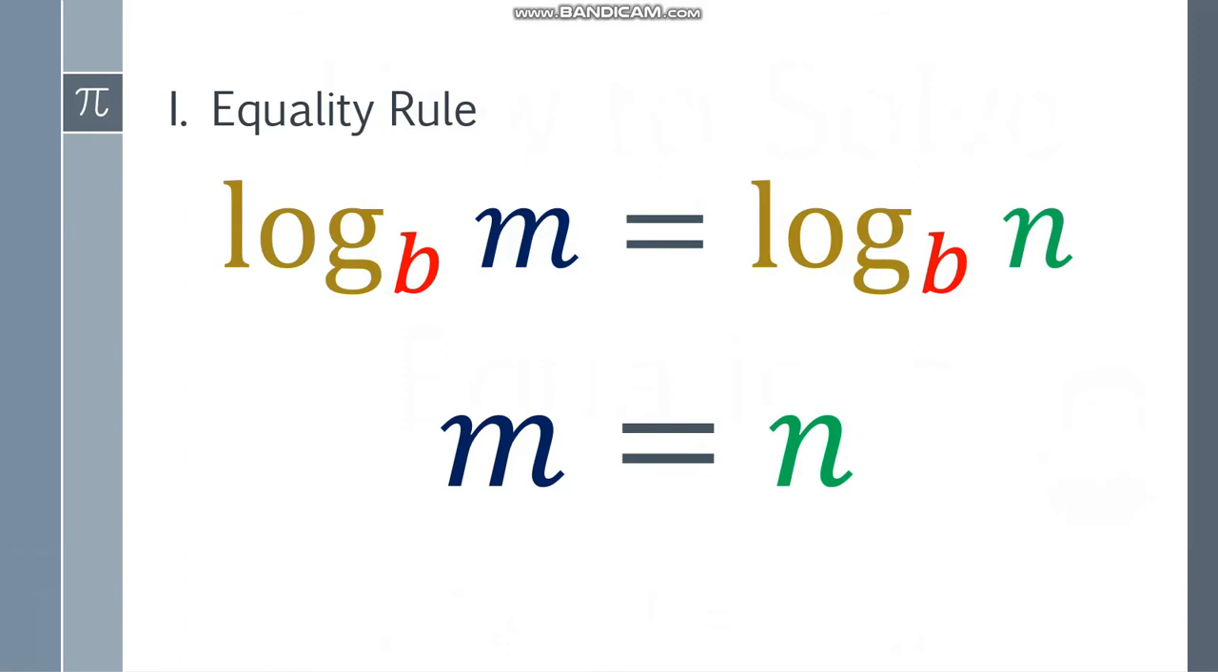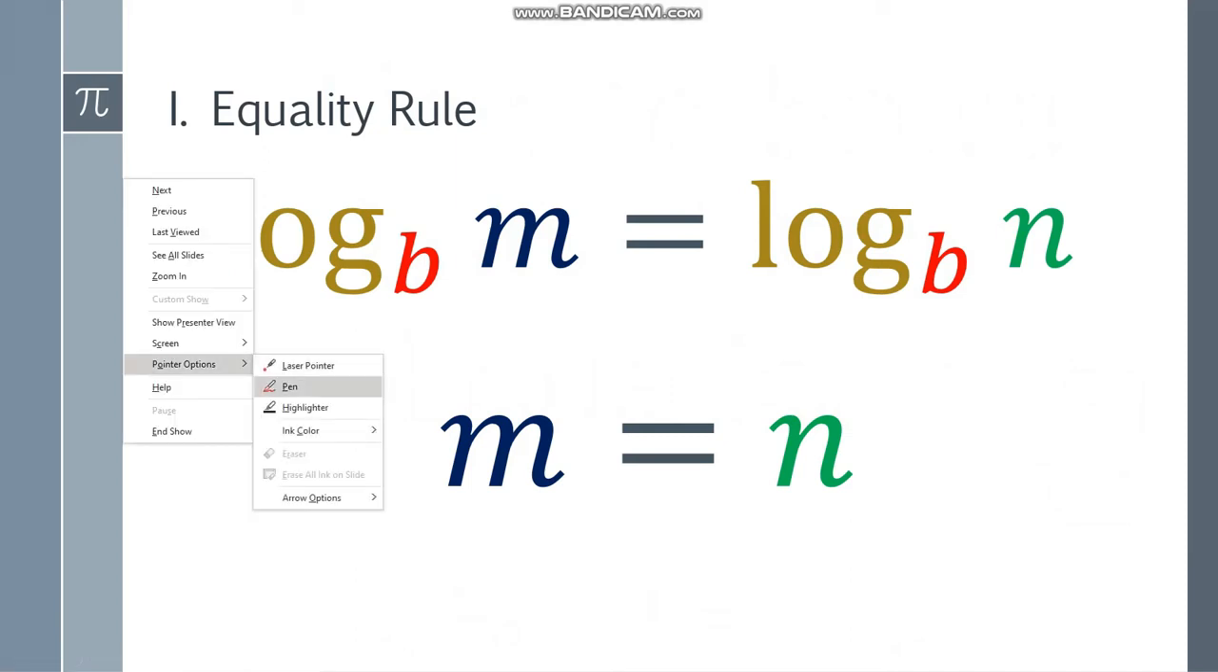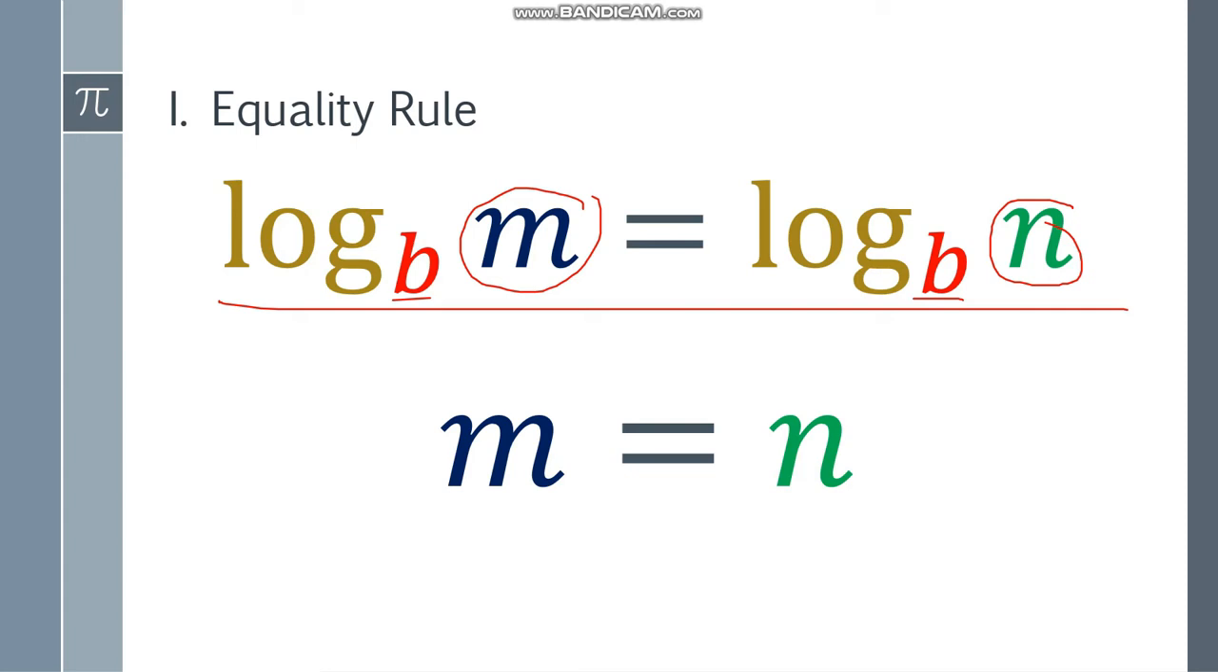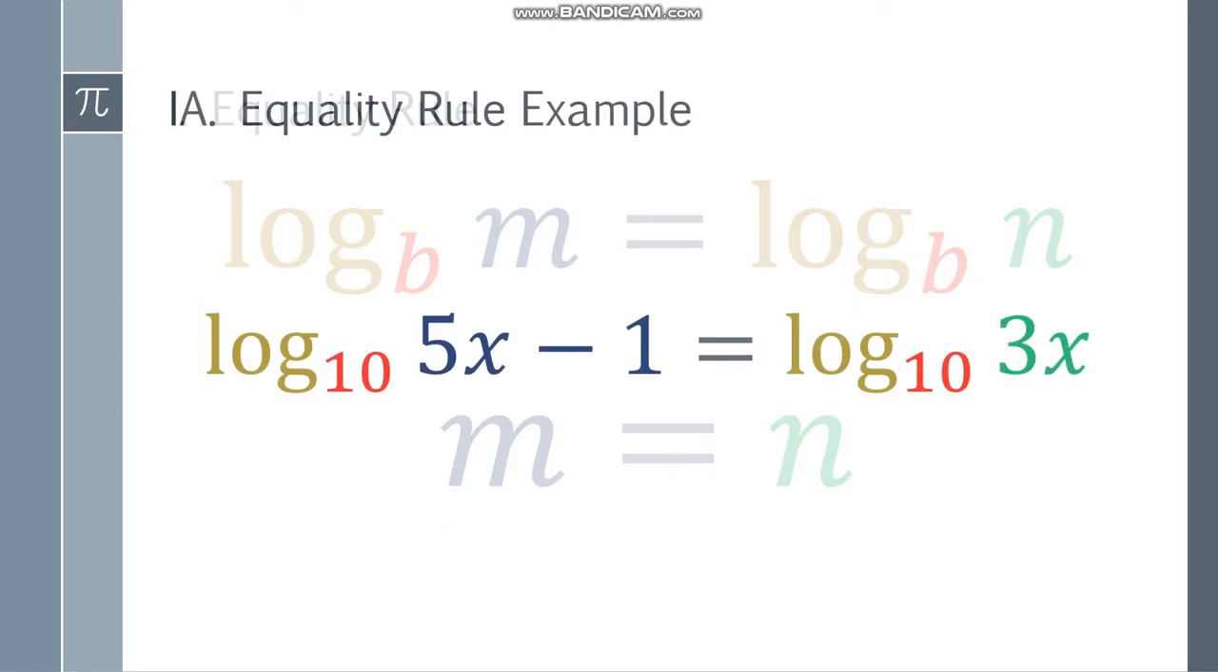Let's start with the first one, the equality rule. Sa equality rule natin, meron tayo ditong log base B. Okay, so ang base natin ay B, at yung argument natin, ito yun, will be M or N. If you have this kind of equation, log base B, para sila ng base, ang arguments mo, tong M at N, ay equal.